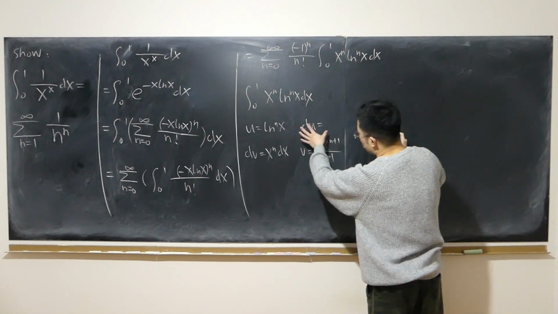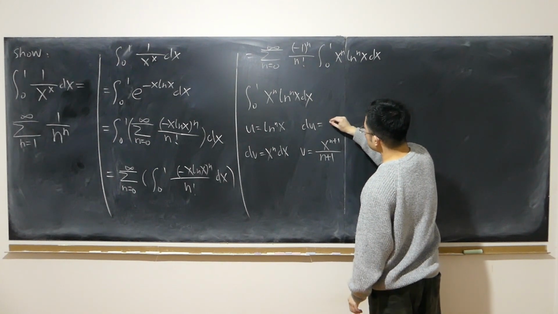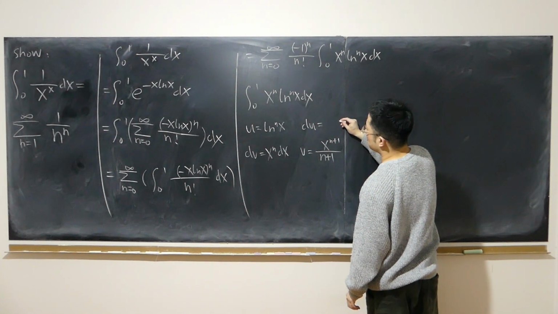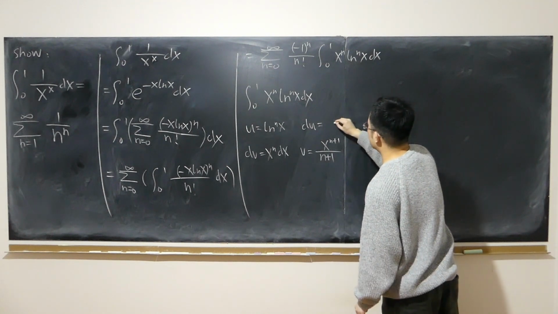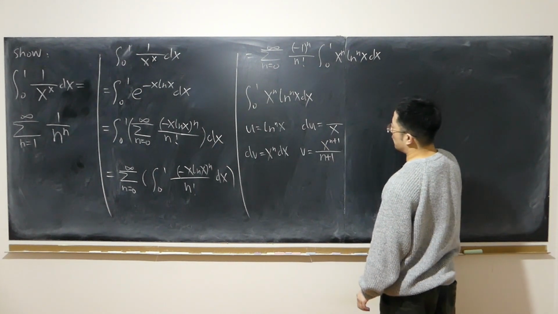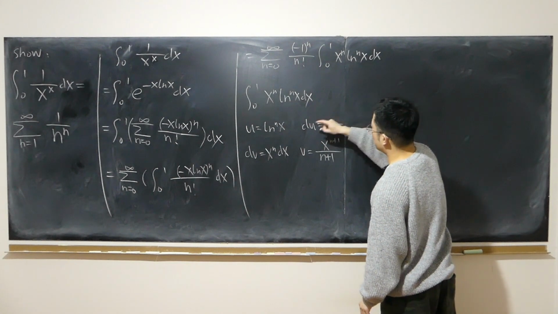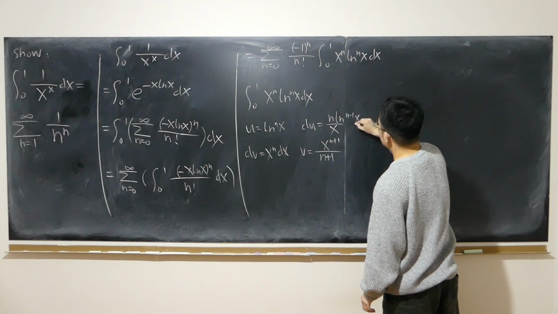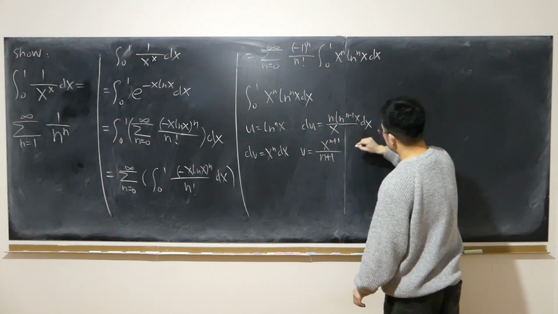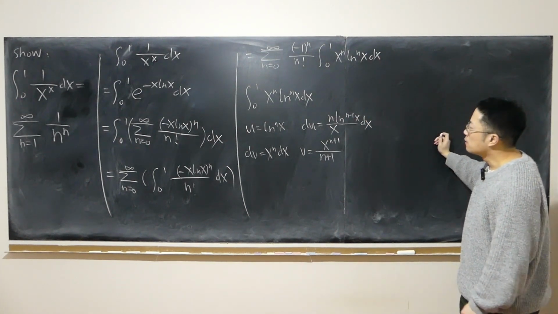So that way du is simply, first of all, n times, then I'm going to multiply by the chain rule. In the end, I'm going to multiply by the derivative of log x, that is 1 over x, according to the chain rule. Then I'm going to take down the power, n log to the power of n minus 1 of x dx.